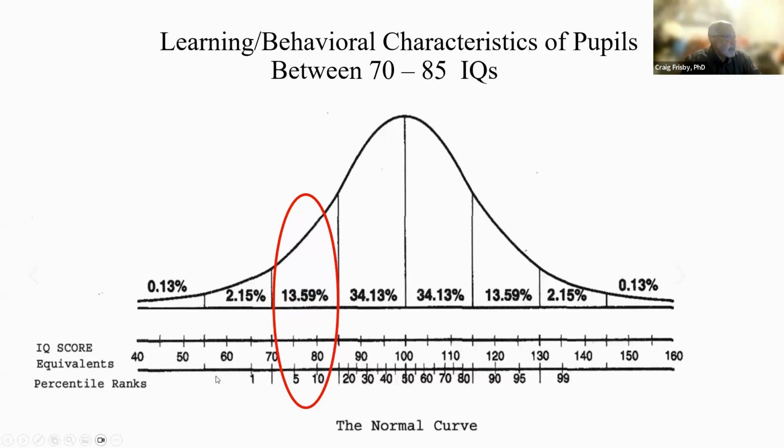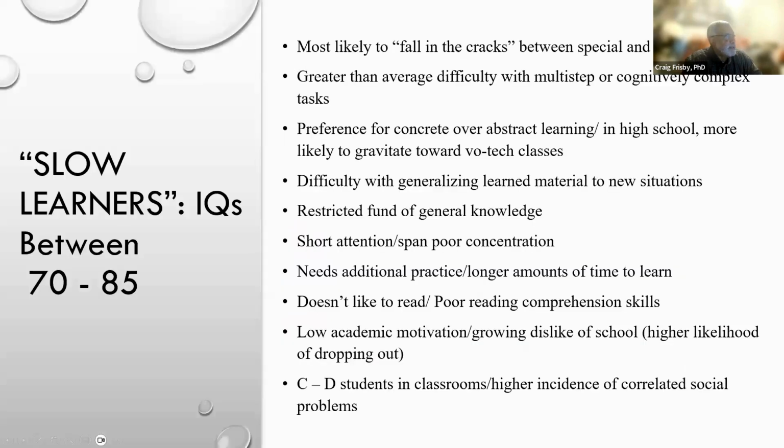Okay, moving up a bit now to kids with a little bit higher IQs. These are kids between IQs of 70 to 85. What are their learning characteristics that are typically observed? These are kids that are most likely to fall between the cracks of special and regular education, meaning that their functioning is too high for special education, but it's too low for regular education. So that's what we mean when we say these are the kids that fall in the cracks.